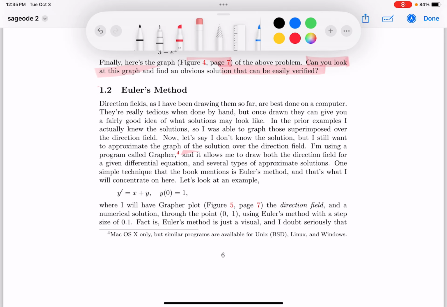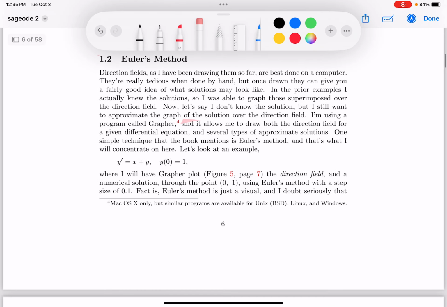Okay, just a quick overview. We talked about Euler's method, and we talked about this differential equation over here with the initial condition that the function y evaluated at 0 would be equal to 1. And we talked about generating a slope field for this, and then using a method called Euler's method to fit a curve through the point where x is 0, y is 1.